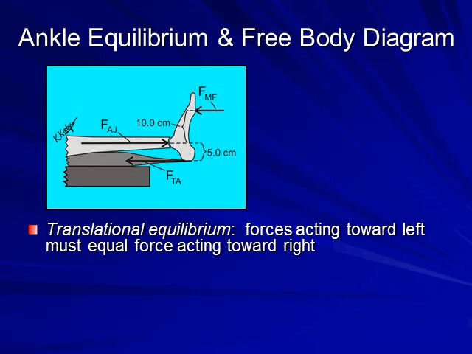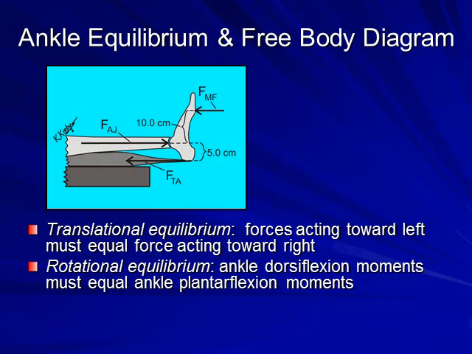So again, to review, translational equilibrium means that all the forces acting from the left, the manual force from our hand pushing on the forefoot, and the Achilles tendon force pulling on the back of the calcaneus from right to left, have to be equaled by the tibia pushing the foot toward the right, so that translational equilibrium is achieved, so that both the forces to the right and forces to the left acting on the foot are exactly equal. The foot is still, it is not moving, and it is in translational equilibrium.